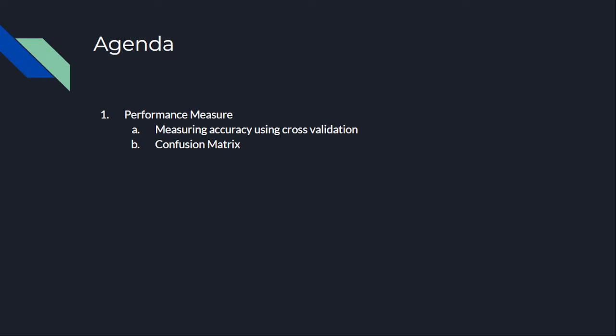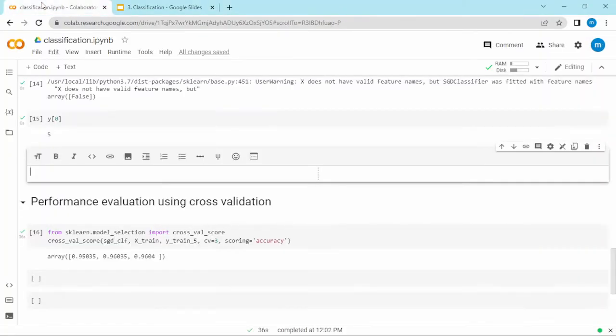Second is the confusion matrix. This is one of the important metrics for the classification type of problem, and why we need it I will explain in a minute. Let's jump to the notebook so that we can learn the things with practical code implementation.